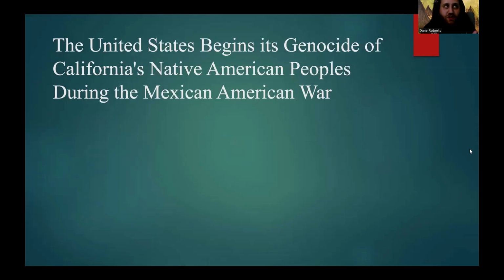On top of the beginning of the war with Mexico, the Mexican American War, and the attempt to gain the provinces of Nueva Mexico, Texas, and Alta California, the United States would also begin its genocide of California's Native American peoples during the Mexican American War.